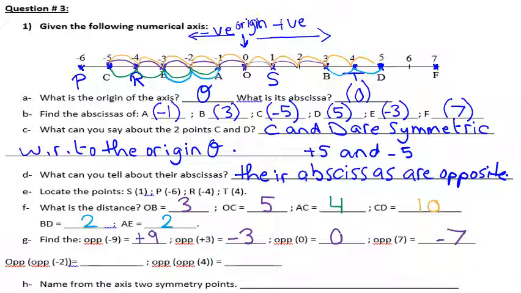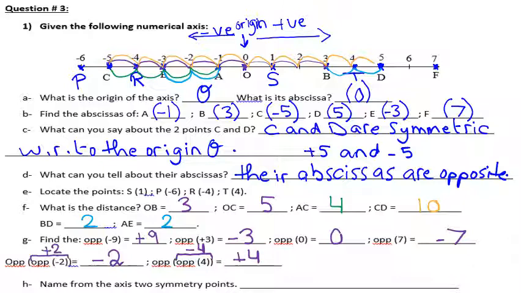Opposite of minus 2. The opposite of minus 2 is plus 2. So what's the opposite of plus 2? It is minus 2. Now the opposite of 4. What's the opposite of 4? The opposite of 4 is minus 4. So the opposite of minus 4 is plus 4.